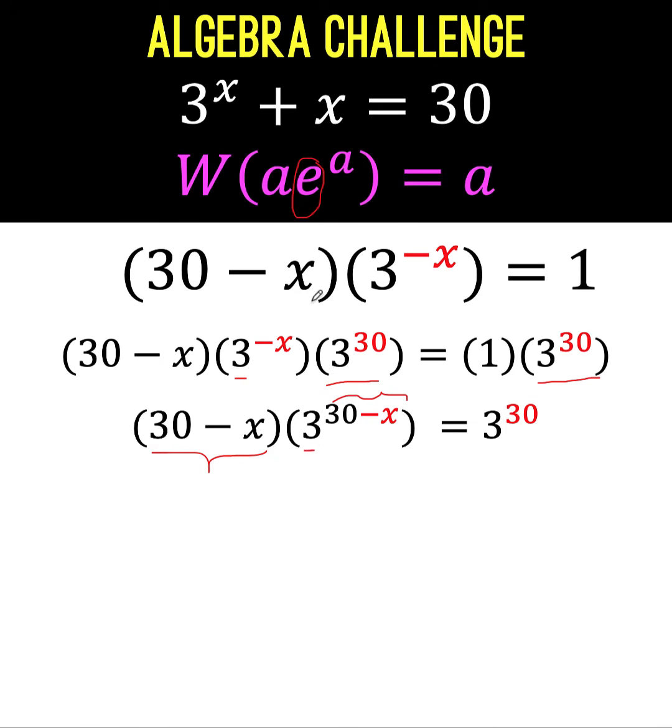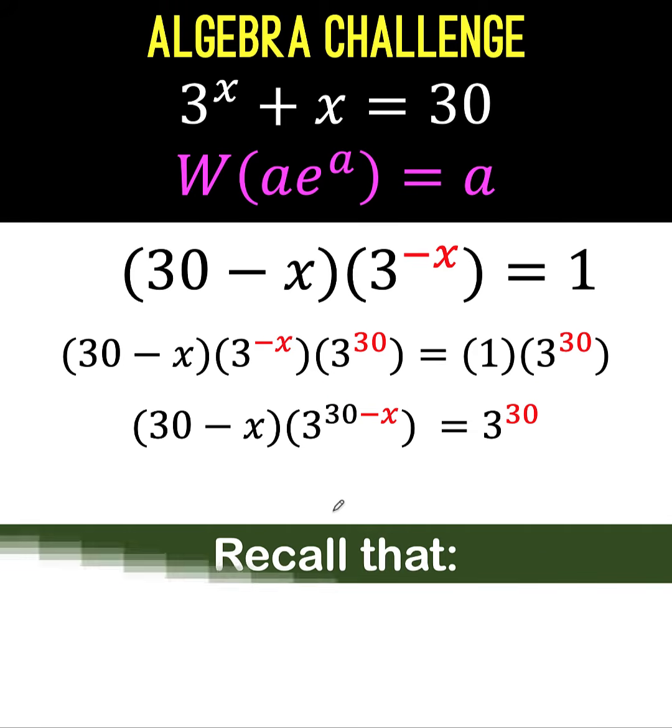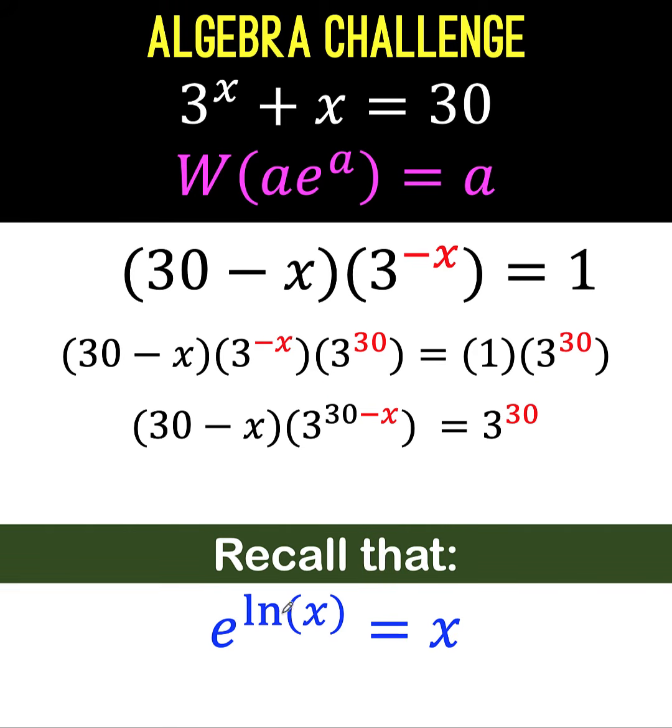So we need to be able to introduce the natural number e in this equation. How can we do that? Let's recall that e raised to ln of x is just the same as x, because e and ln are inverse operations that cancel each other's effect. So the resulting value here is simply whatever the input x is. That means e raised to ln of 3^(30-x) is just the same as its input, 3^(30-x), which is what we have here.